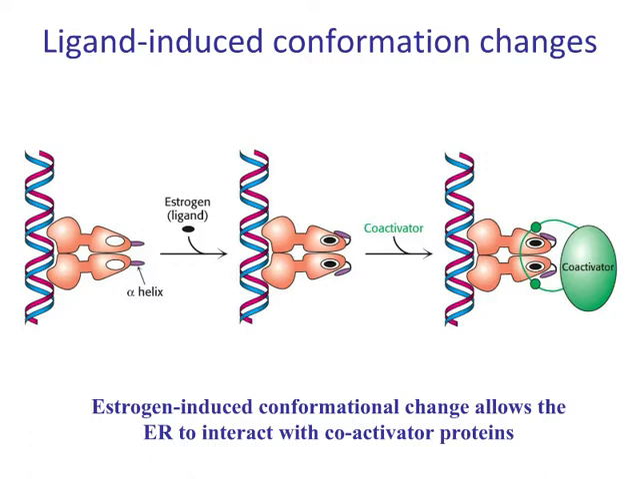The interaction between nuclear receptors and co-activator and co-repressor molecules is modulated by ligand-induced conformational changes in the nuclear receptor. Ligand binding alters their tertiary structure, either exposing or masking protein-protein interaction domains. In this example, the estrogen receptor, which binds to its hormone response element as a homodimer, when bound by its ligand, estrogen or estradiol, undergoes a conformational change that allows it to interact with a co-activator molecule.